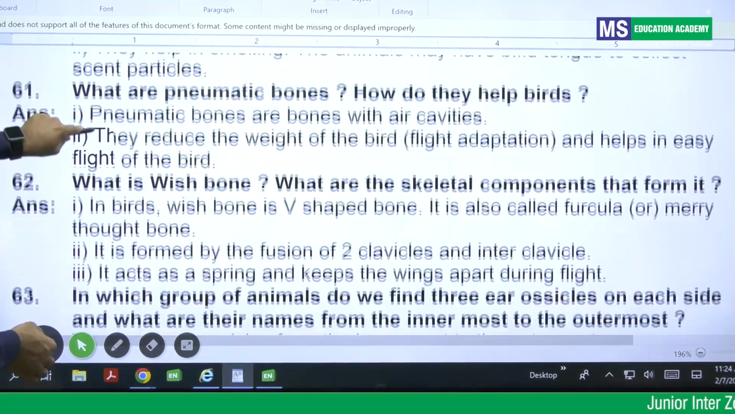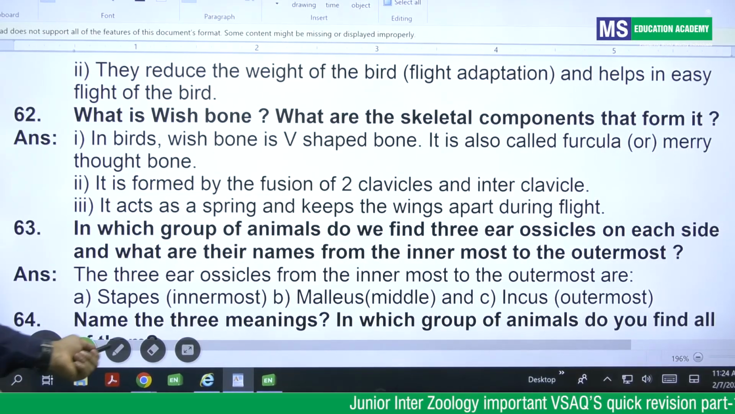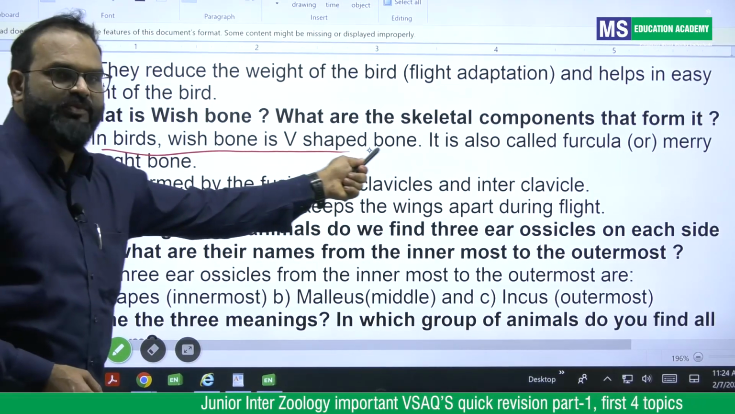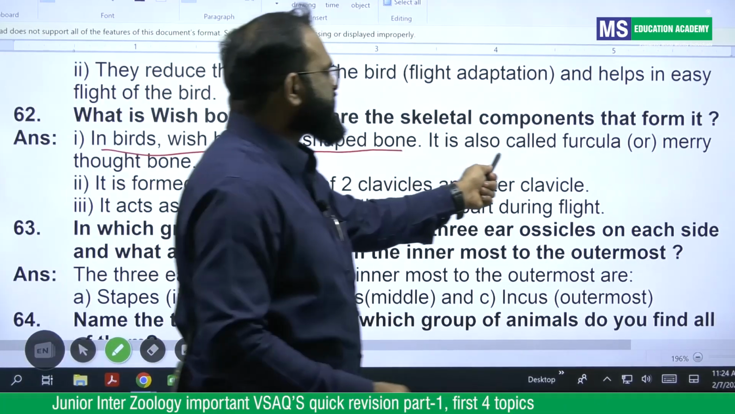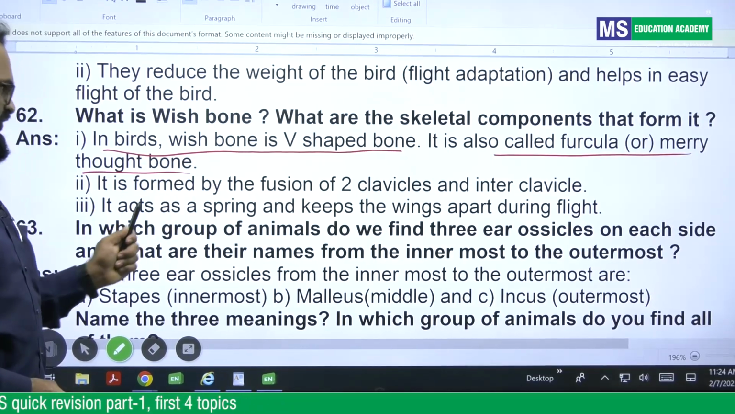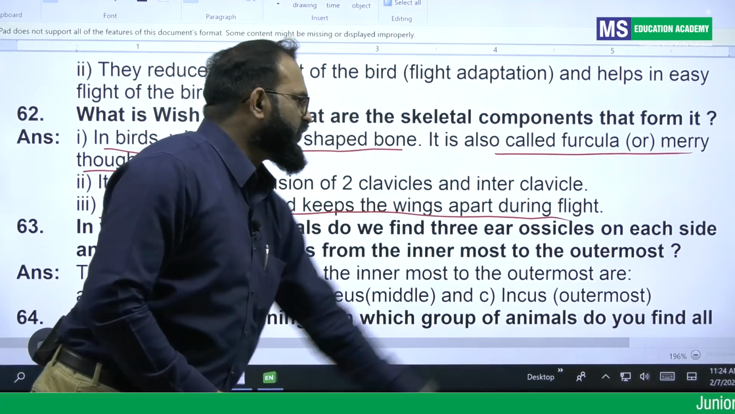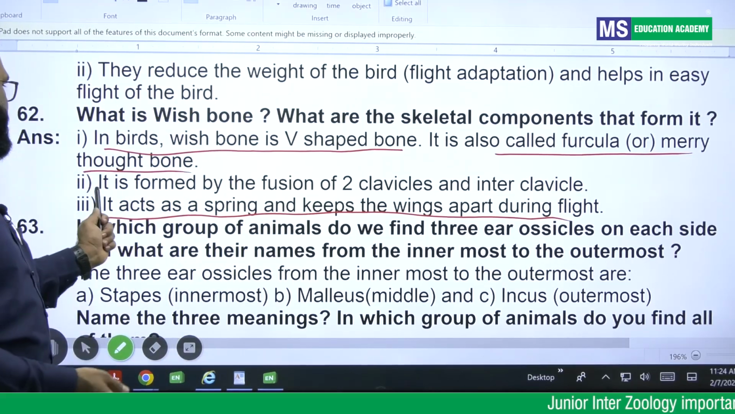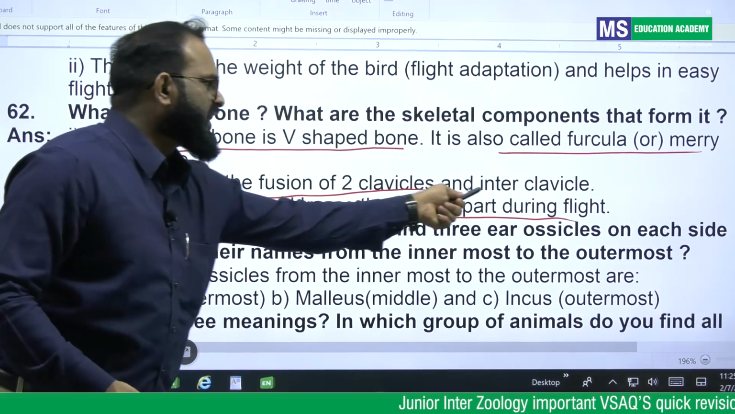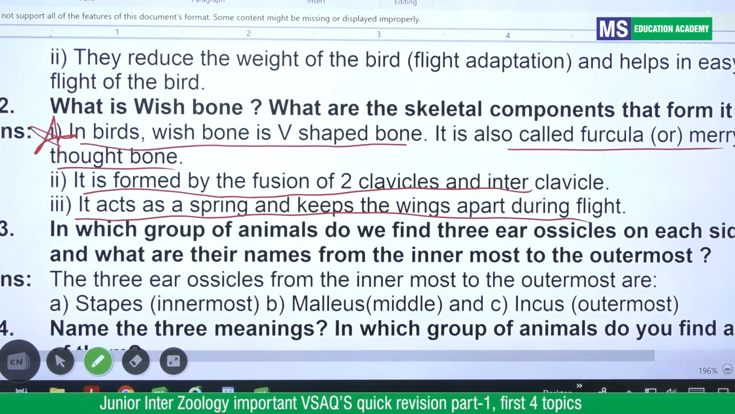What is wishbone? What are the skeletal components that form it? In birds, wishbone is V-shaped. It is also called furcula or merry thought bone. It acts as a spring and keeps the wings apart during flight, helps in flight. It is formed by the fusion of 2 clavicles and interclavicle. But this statement is very important.